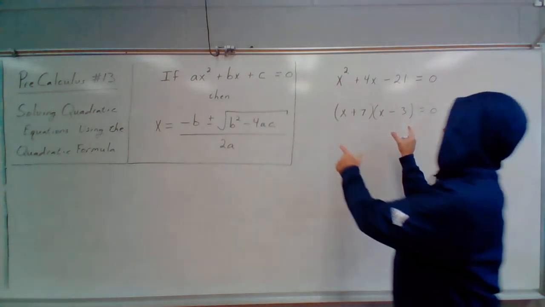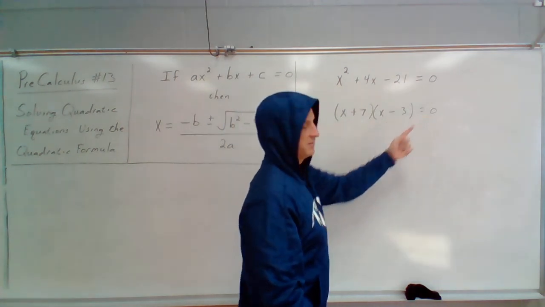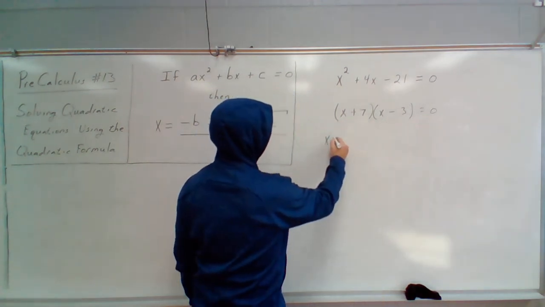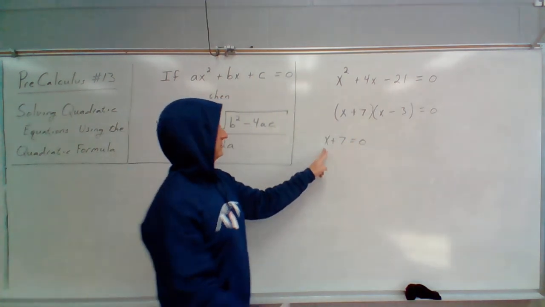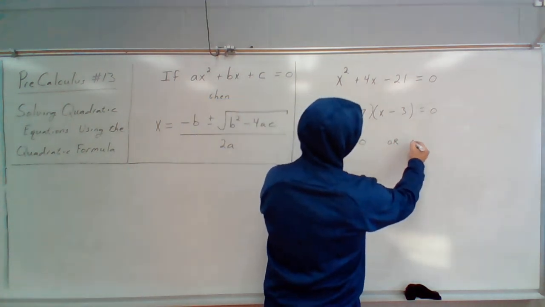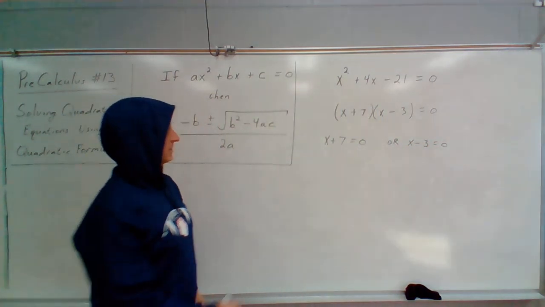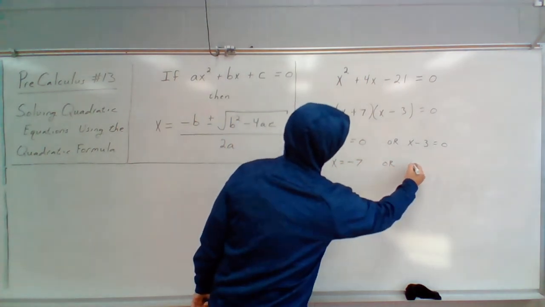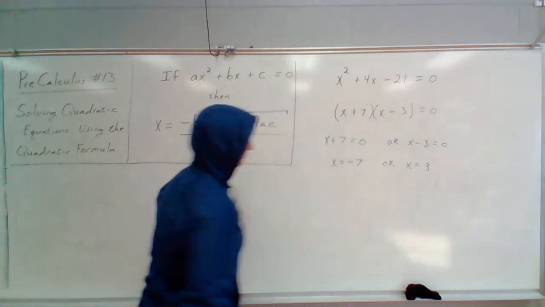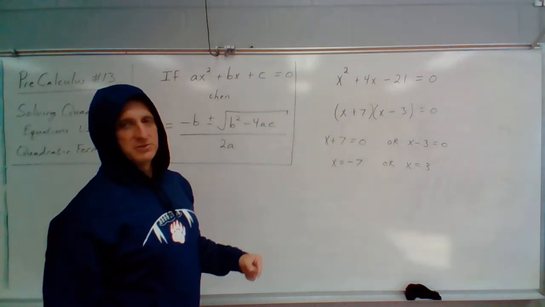Okay. Once you've got it factored, if you have two numbers that multiply to give you 0, then either one of those numbers could be 0. So either x plus 7 is equal to 0, or x minus 3 is equal to 0. So either x equals negative 7, or x equals 3. All right, so we found the two solutions.